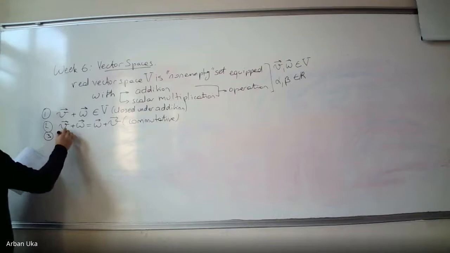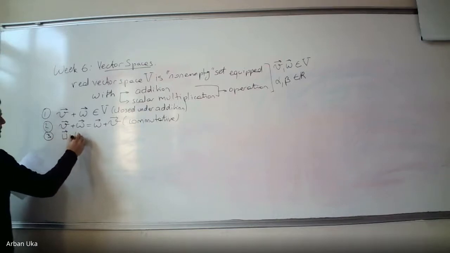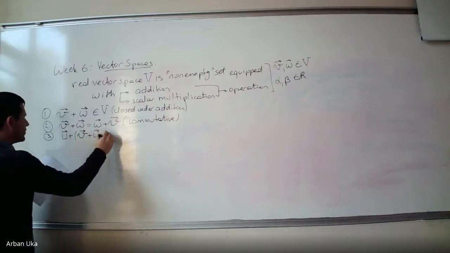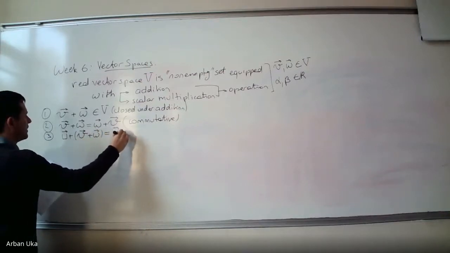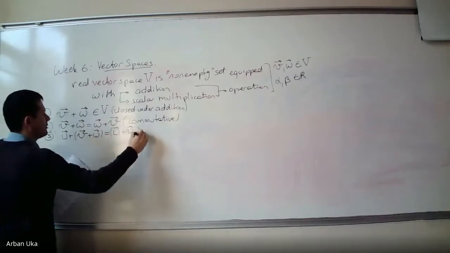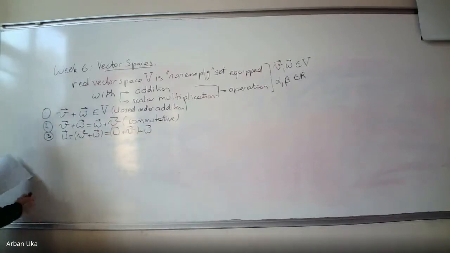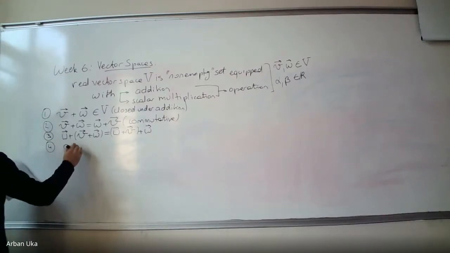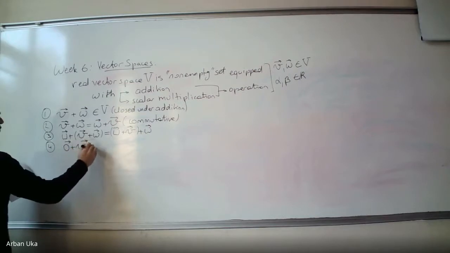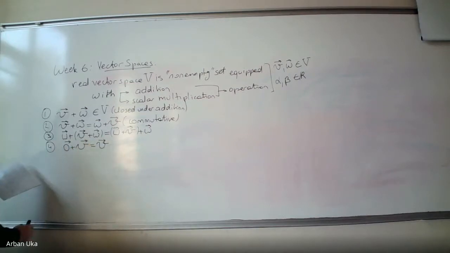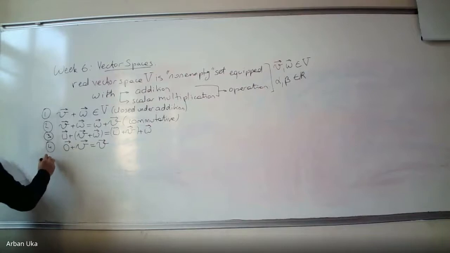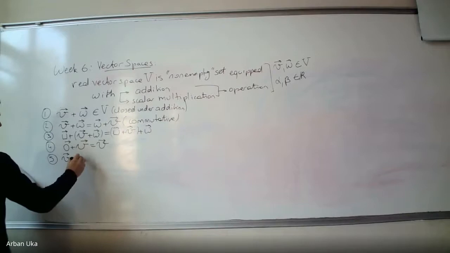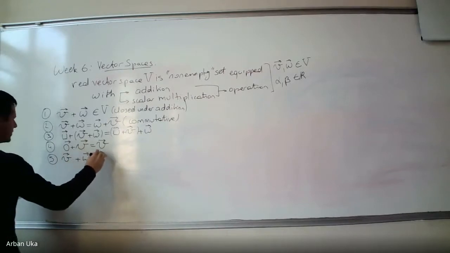Now, we have another property, which could also be intuitive, so you don't need to memorize this one. U plus V plus W should be equal to U plus V plus W, regrouped. This is another property. The fourth property is that 0 plus V should be equal to V again. And then the next property is the following: V plus W equals 0.